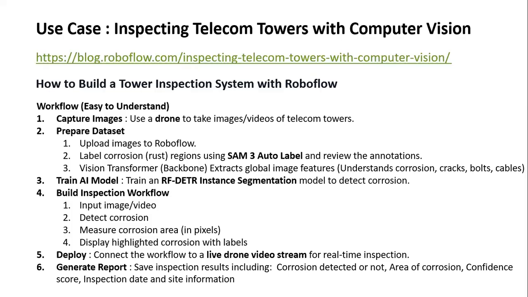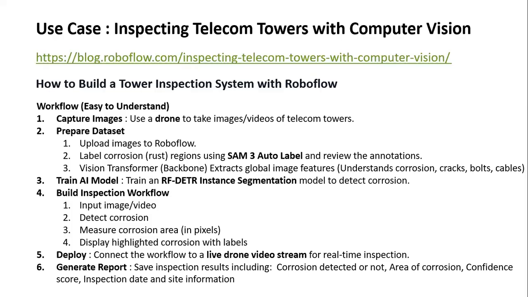Next step, we need to train those images with an AI model. We can use some specific algorithms. Like in this case, the researchers have used the RF-DETR instance segmentation model for detection of the corrosion. Next step is to build the inspection workflow. The inspection workflow is done for agentic AI.